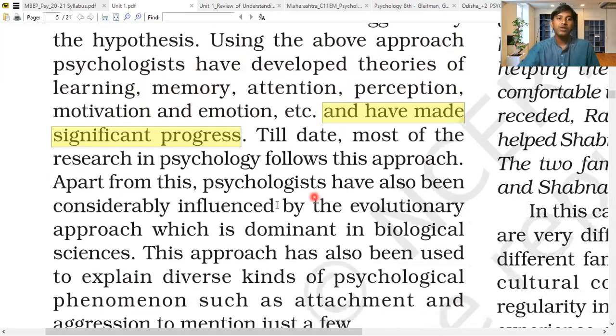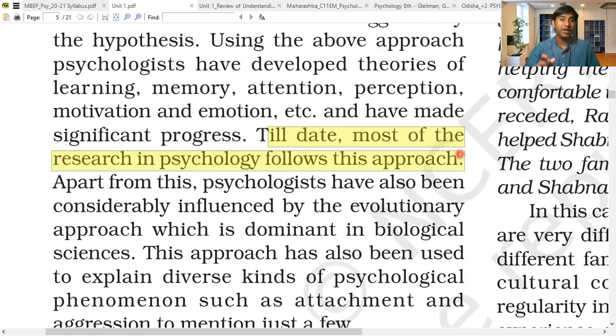Till date, most of the research in psychology follows this approach. Till date, the hypothetico-deductive model approach is followed in research, particularly in psychology. Apart from this, psychologists have also been considerably influenced by the evolutionary approach, which is dominant in biological sciences. There is Darwin's theory of evolution, how life has developed, what are the stages involved in its development. Particularly when you come to understanding the biological way, they followed the evolutionary approach. That's what it is saying here, which is dominant in biological sciences.